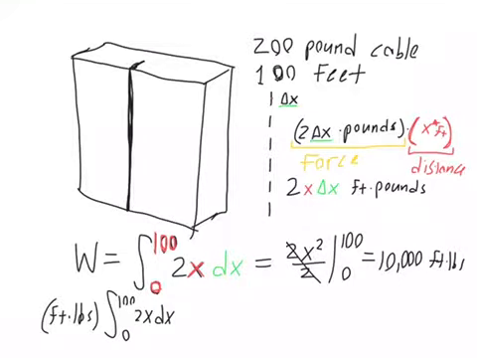Okay, so I'm going to do a brief explanation for calculating the work required to pull a 200-pound cable up a building, a 100-foot tall building. We're going to measure work in foot-pounds. We're going to do this in a different way than you might think.